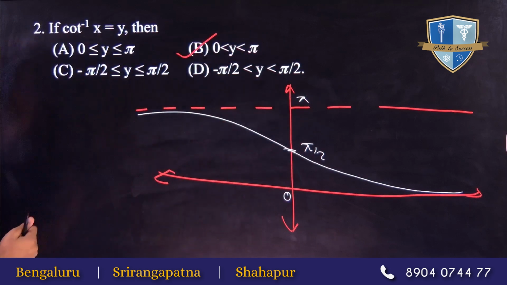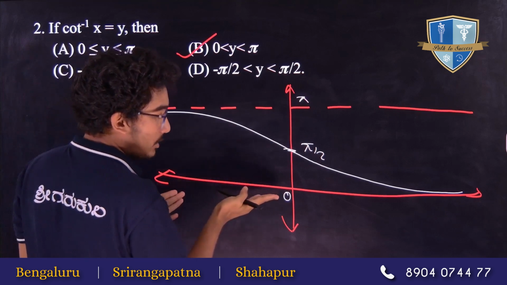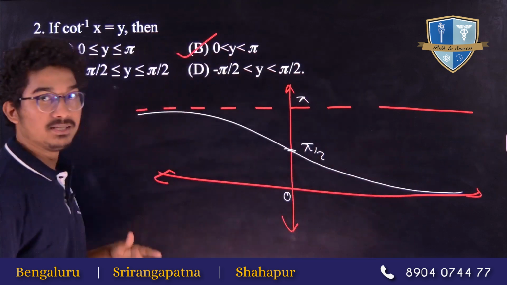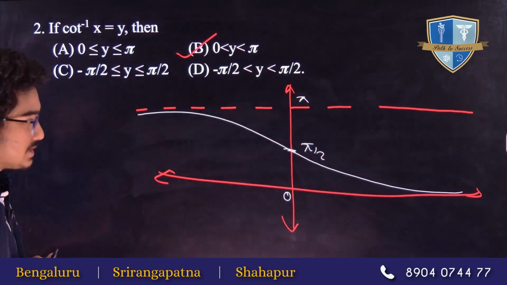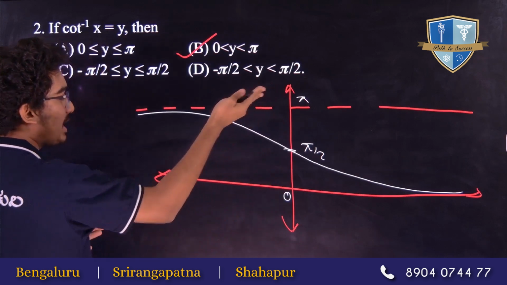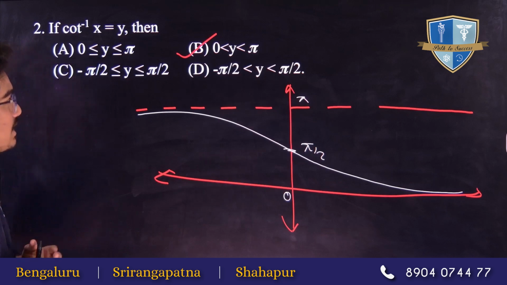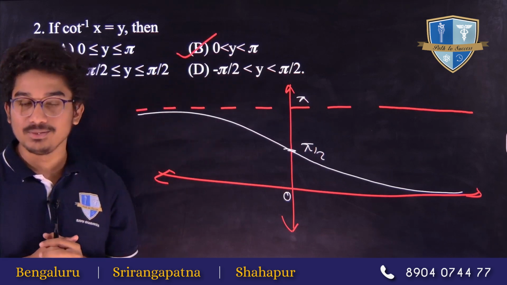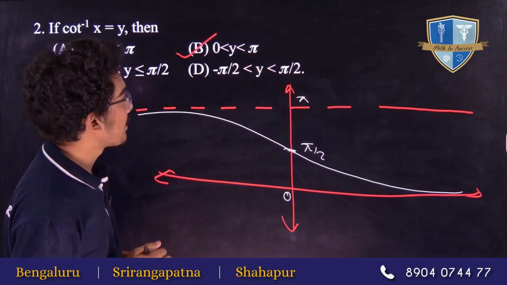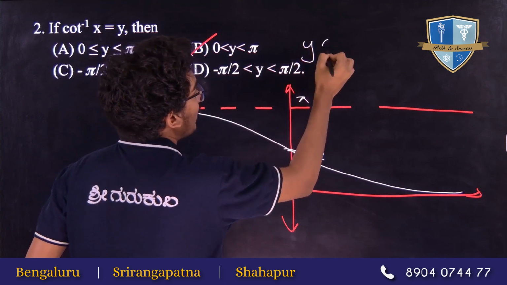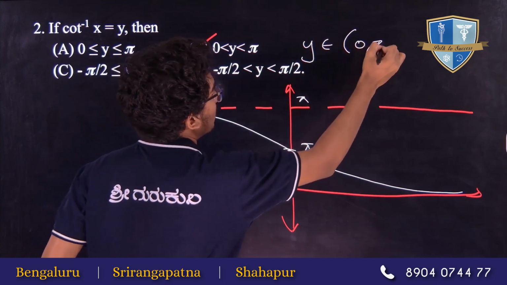Why not equal to pi and equal to 0? Because it will become equal to 0 at infinity, and infinity is not defined. We will never be able to reach there. Similarly, it will be equal to pi when x is minus infinity, so that also we will never be able to reach. That's why it is the open interval 0 to pi. We can either write it like this, or we can write y belongs to the open interval 0 to pi.